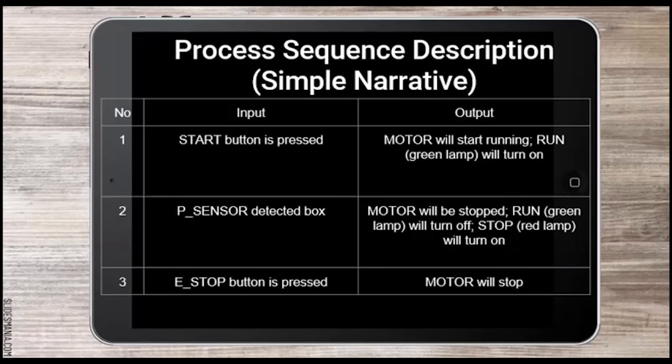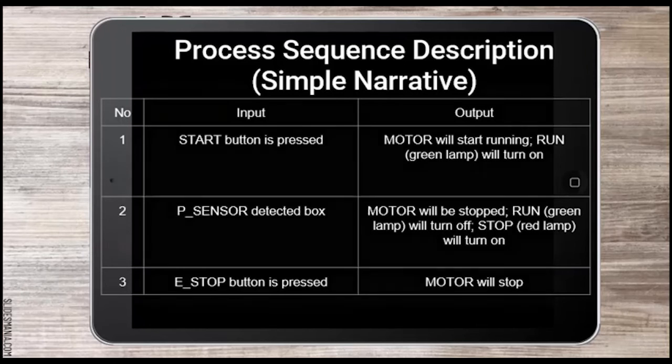For the second step, the input is the proximity sensor detecting the box. The output is the motor will be stopped and the green lamp will turn off. At the same time, the red lamp will turn on. The third step is, once the stop button is pressed, the motor will stop.